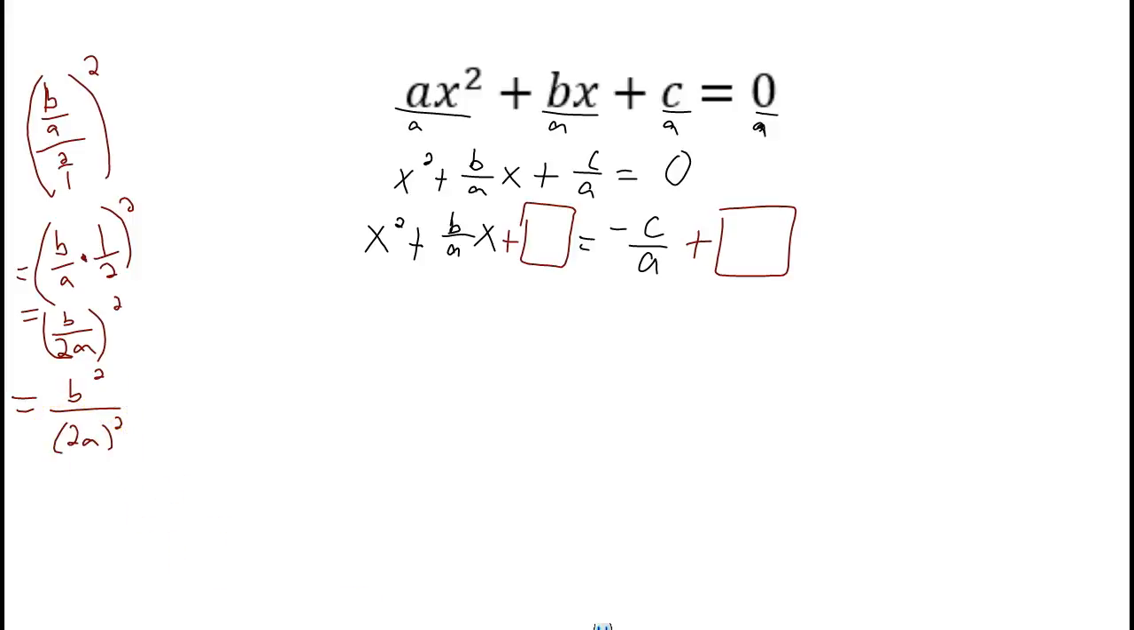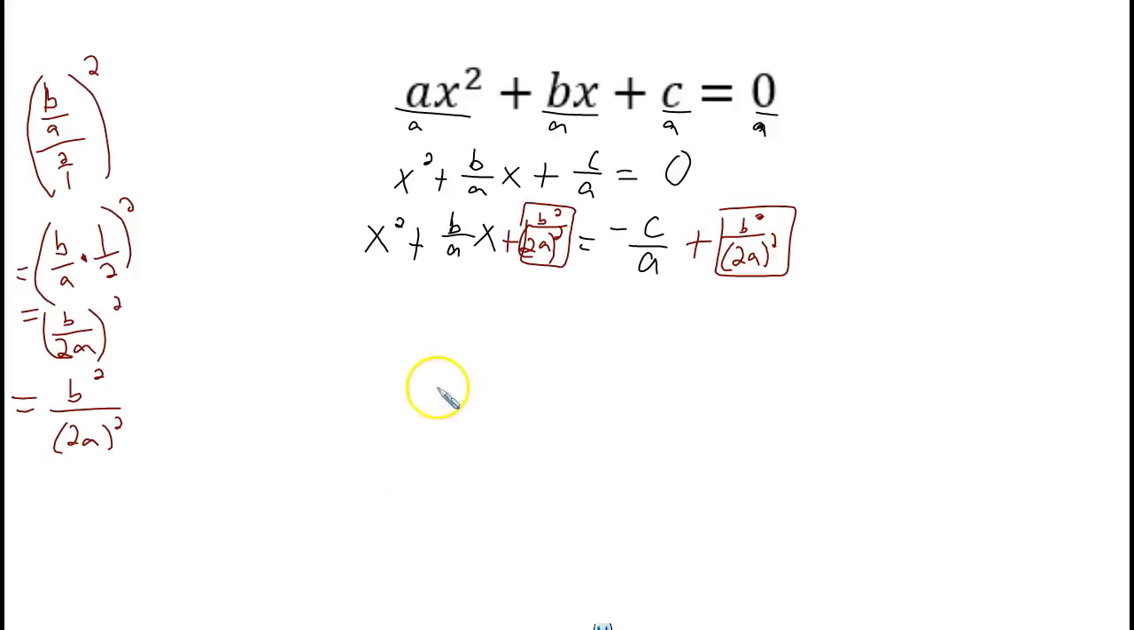And I'm just going to leave it this way for now. That's what's going to go in the box: b squared over 2a in parentheses squared. Should I have given myself a larger box there? All right, okay, so this has been fun, hasn't it?